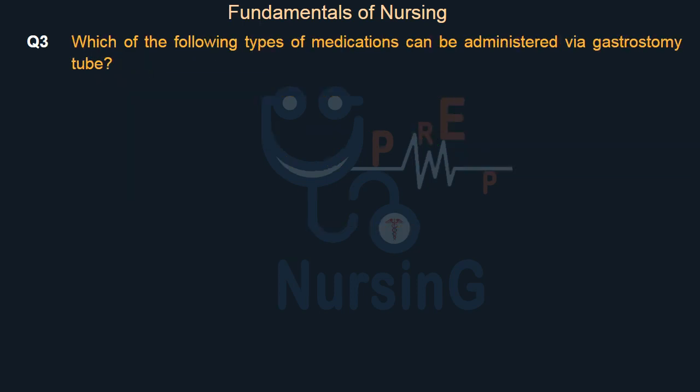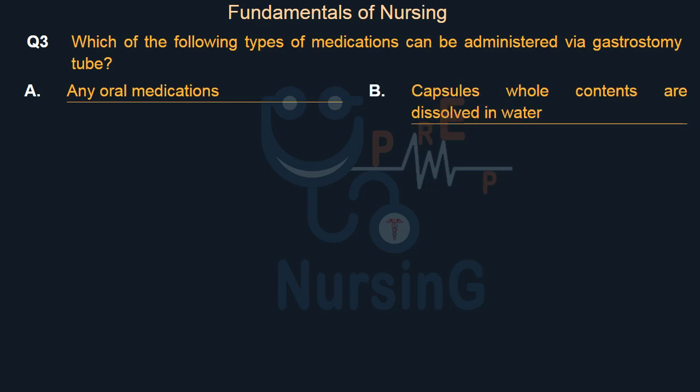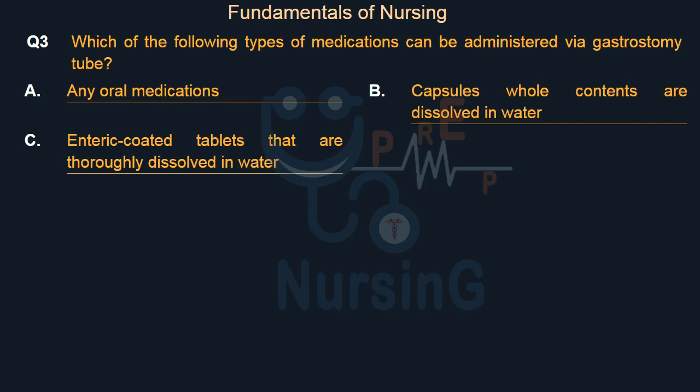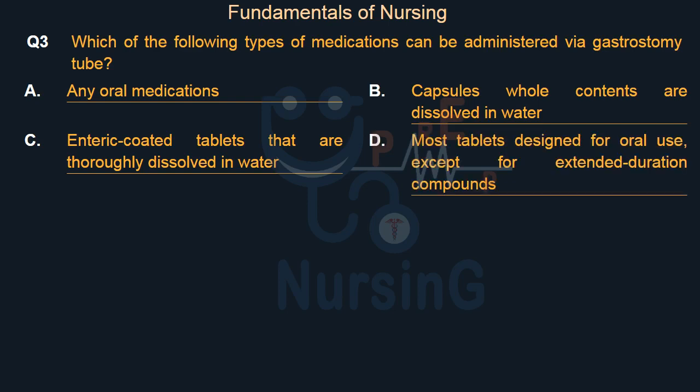Which of the following types of medications can be administered via gastrostomy tube? Option A. Any oral medications. Option B. Capsules whose contents are dissolved in water. Option C. Enteric-coated tablets that are thoroughly dissolved in water. Option D. Most tablets designed for oral use, except for extended-duration compounds.